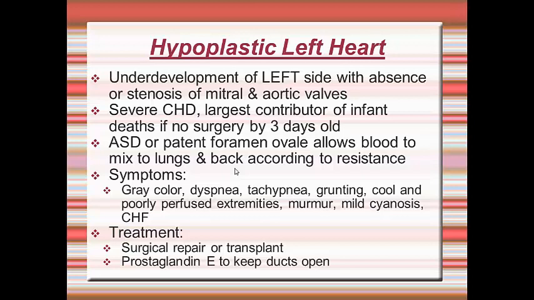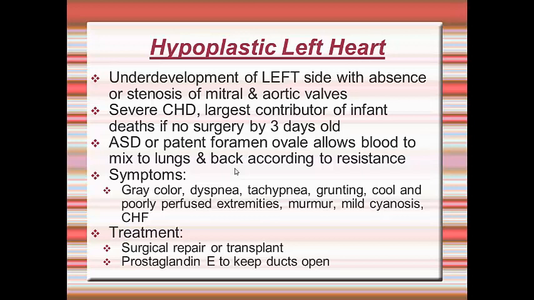You would like to have an atrial septal defect in these babies, and you might have other defects, but you would like for them to have another defect that is allowing blood flow. So an atrial septal defect or a patent foramen ovale would allow blood to mix to the lungs and back according to the resistance. That would be something that you would hope would be present also, because that would be helpful in this situation.